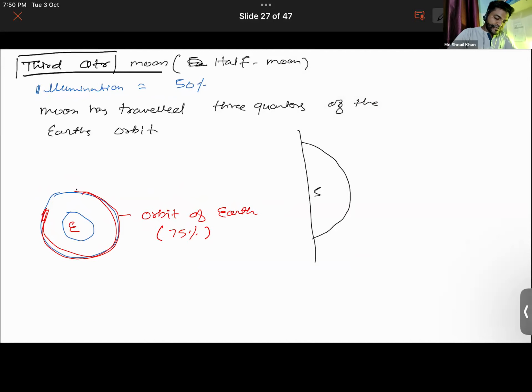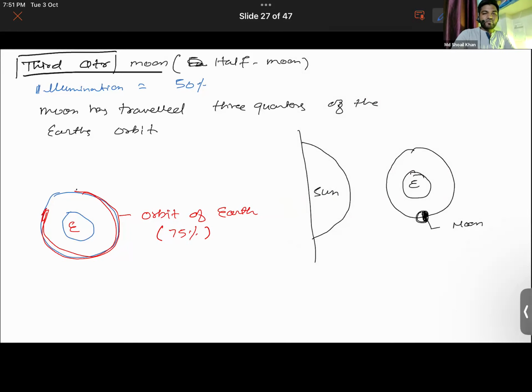Here is, let's say, the sun. This is your Earth here, E for Earth. So the moon would be here. This is your moon. Getting it now? And only this much portion is left here, the other half which I have not shaded. Got it now? Okay.